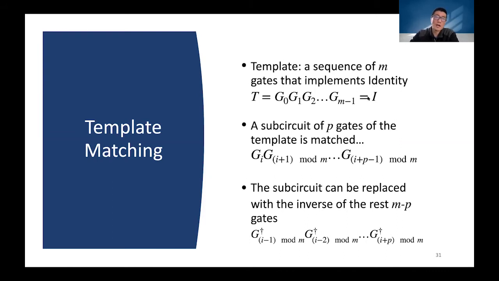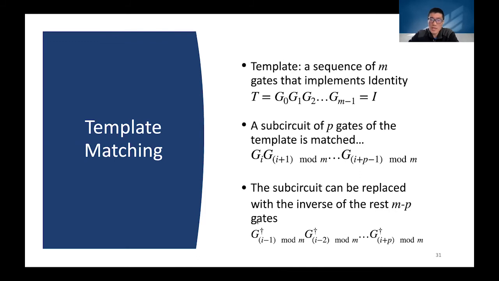Say we want to optimize some target quantum circuit C, which is very complex and involves many gates. If we can search through this target quantum circuit and find a match for a subcircuit from this template, for example, if we're able to find a match of p of the gates from the template in the target circuit, then we are able to replace these p gates with the remaining m minus p gates, and potentially reduce the cost and complexity of this target circuit.